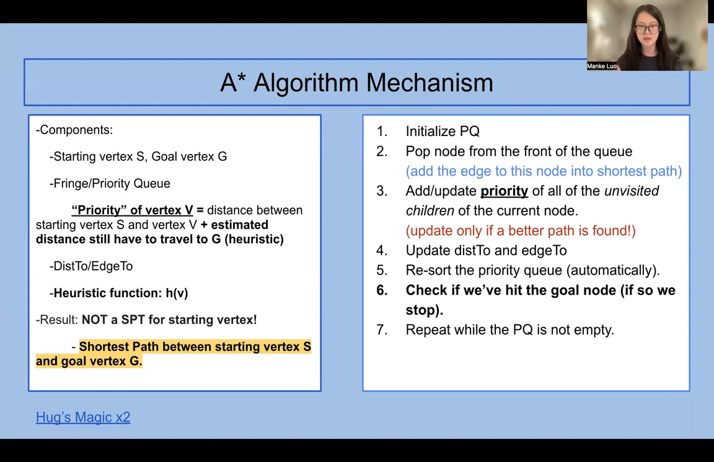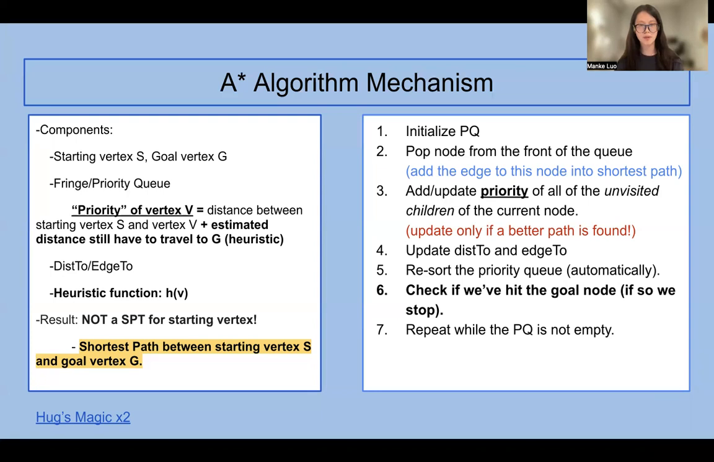And step 6 is very important. That's why it's bolded here. This is the key difference in the algorithm itself from the Dijkstra algorithm. And so step 6 denotes the stopping condition for A star, right? So instead of stopping when the priority queue is empty, like in the Dijkstra case, A star stops when we've hit the goal node. So we just stop immediately if we have visited the goal node, whatever our goal vertex is. And that makes sense, right?